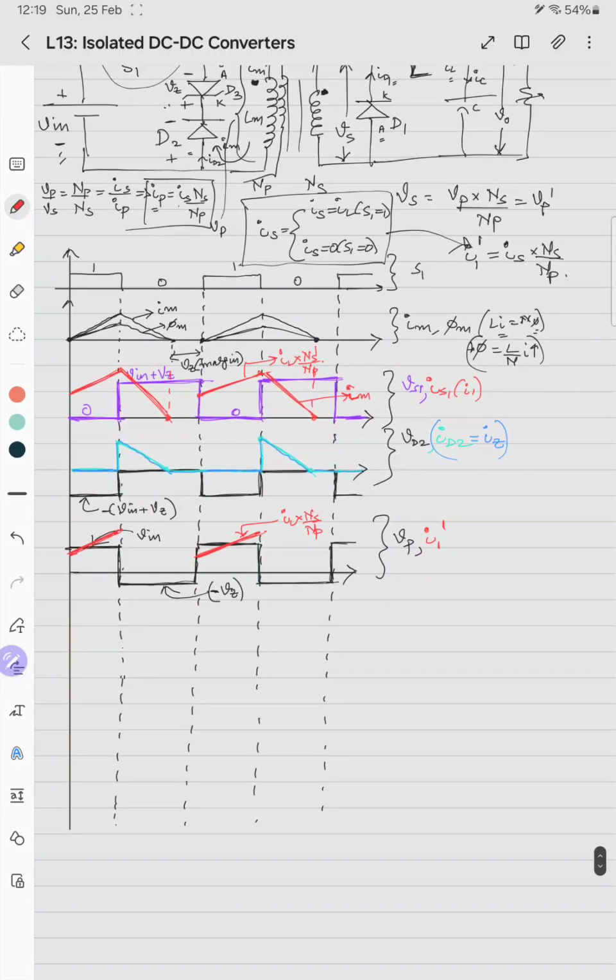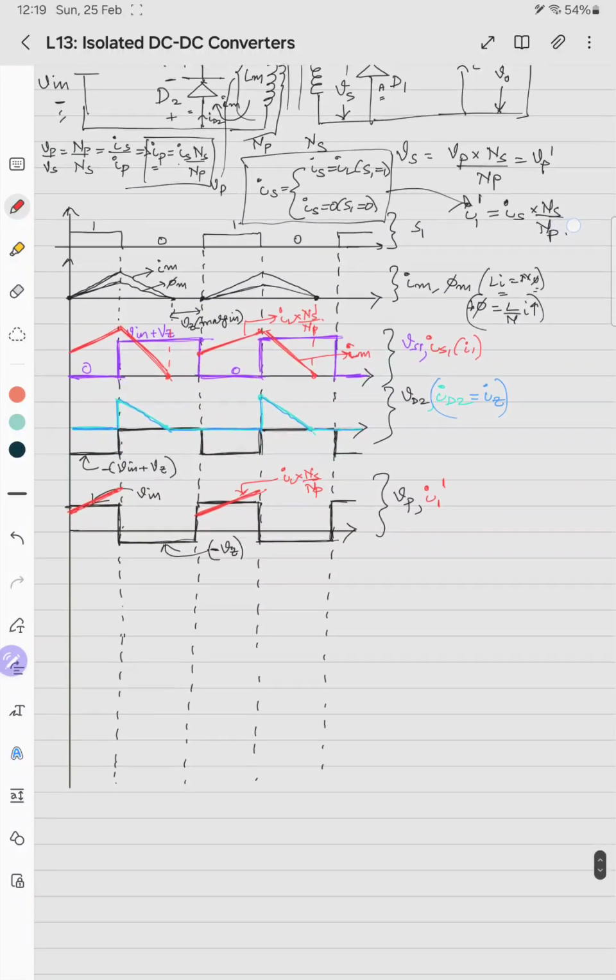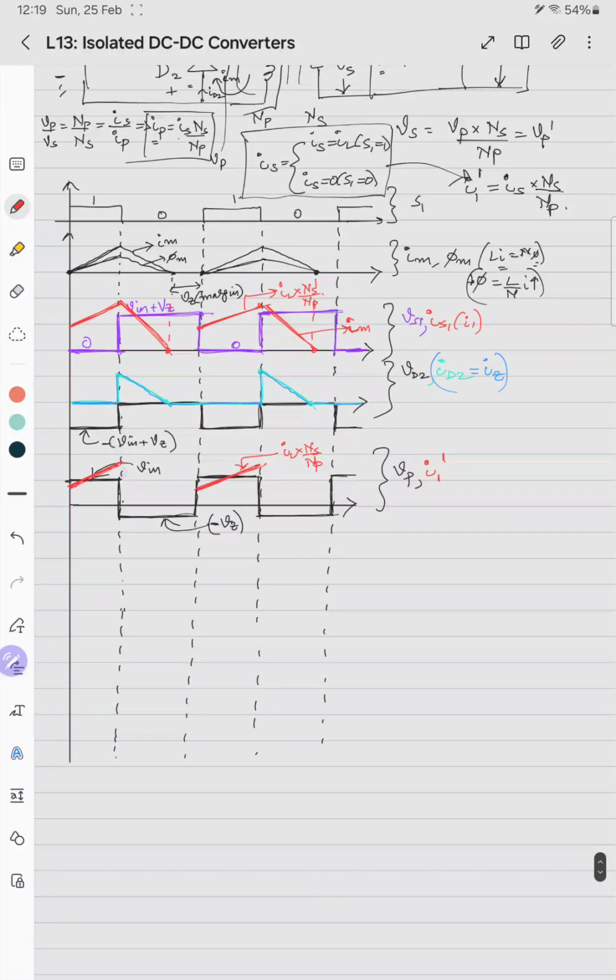When it is not there, what happens? The current becomes 0. IS becomes 0. So therefore I1 dash becomes 0. This is I1 dash.